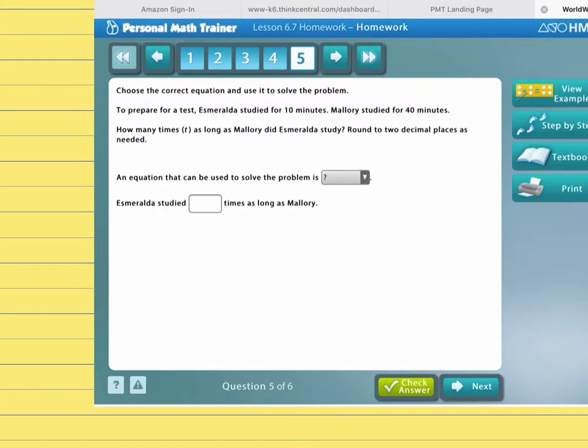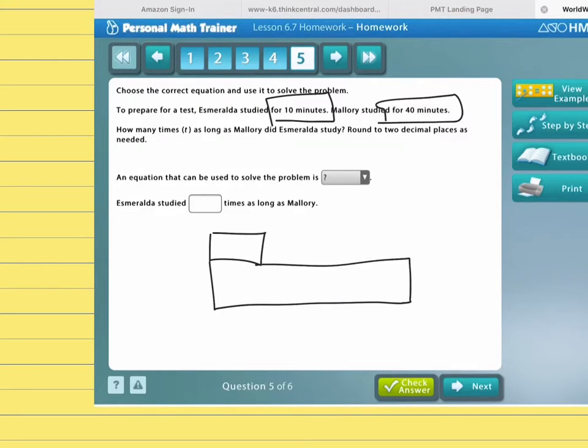All right, we're just doing the odd problems on this homework assignment. So choose an equation and use it to solve the problem. So we're going to take a test. Esmeralda studied for 10 minutes, and Mallory studied for 40 minutes. So let's draw that comparison bar. So this is Mallory, and she is 40 minutes, and this is Esmeralda, and she studied for 10 minutes.